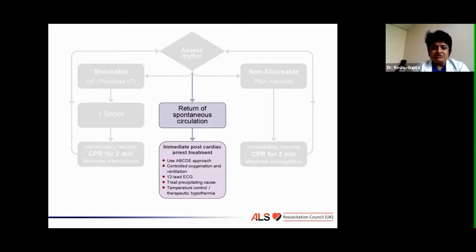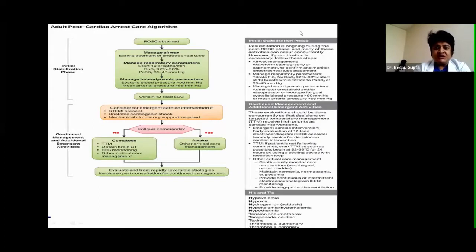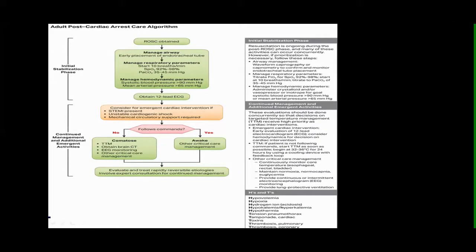Then controlled oxygenation and ventilation, attach the 12 lead ECG, treat the precipitating cause, then temperature control and therapeutic hypothermia is very, very important, because it has been proved that post-arrest neurological disabilities are less. So this is the algorithm for the adult post-cardiac arrest care.